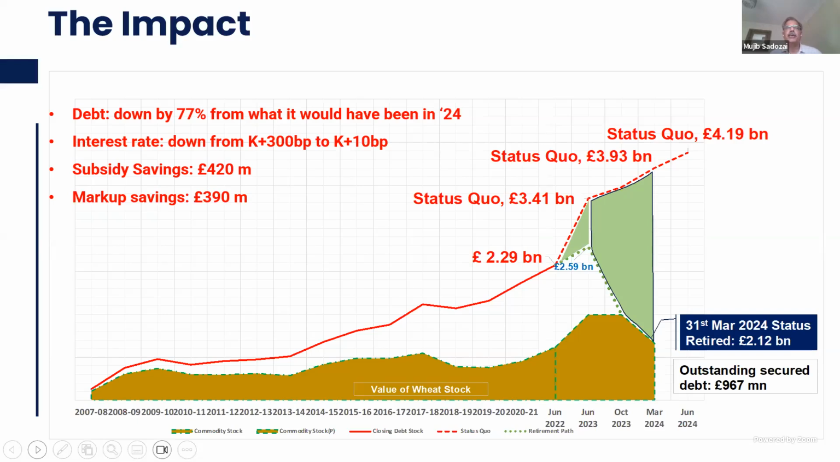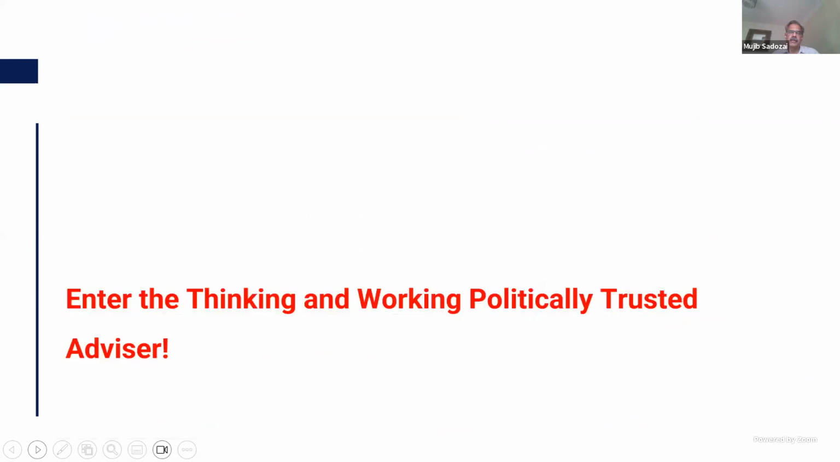So the impact has been huge, with the subsidy-related debt coming down by 77% from what it would have been by fiscal 2024. The interest rate came down from the Karachi Interbank Offered Rate plus 300 basis points to actually plus 10 basis points. It literally collapsed, with the stranglehold of the banks now effectively shaken off. The foregone subsidy expense and the markup savings in just 1 year amounted to over 800 million pounds. It's close to $1 billion. The remaining debt is now fully backed by the commodity stock. If you could move to the next slide, please.